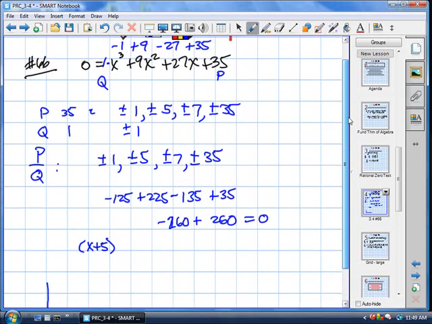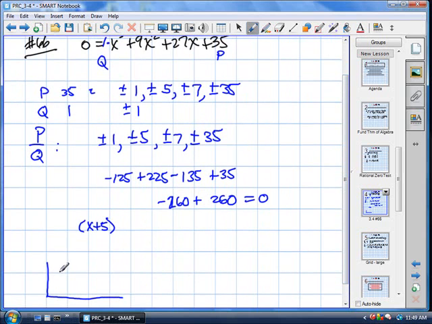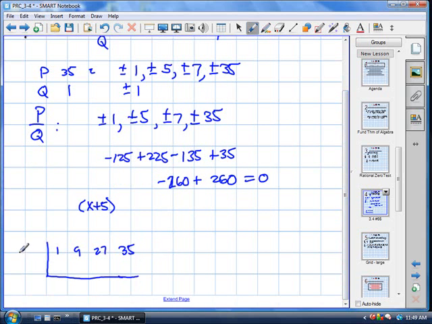What's the polynomial? We got a 1, a 9, a 27, and a 35. And what are we trying? Negative 5. Should work. Let's just see what happens. Bring down, multiply, add, multiply, multiply. Yep, there it is. 0. Remainder, just like we said.